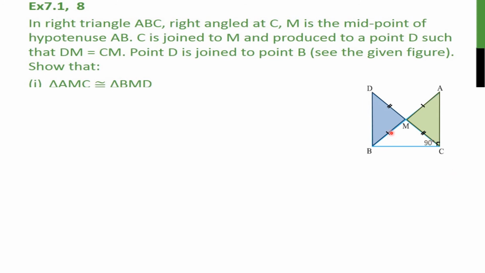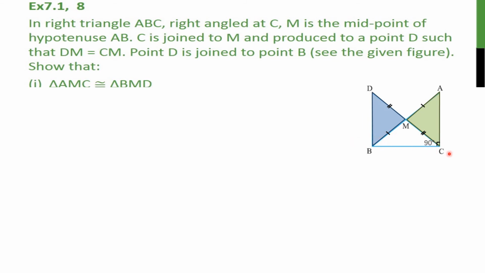Now for proving the second part, you know that DB is equal to AC by CPCT, and angle D over here is equal to angle ACM, but these are alternate angles as these two lines are equal and AC is acting as a transversal. If these two angles are alternate angles, then the lines will become parallel. If the lines are parallel, then the sum of co-interior angles is 180 degrees.